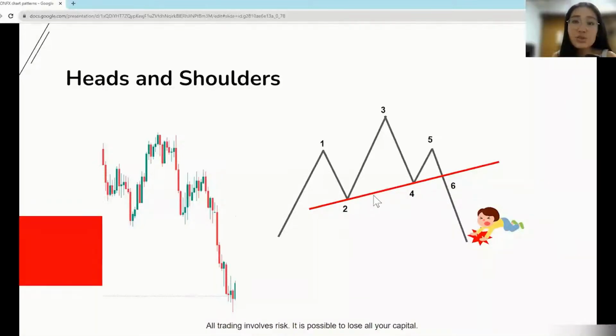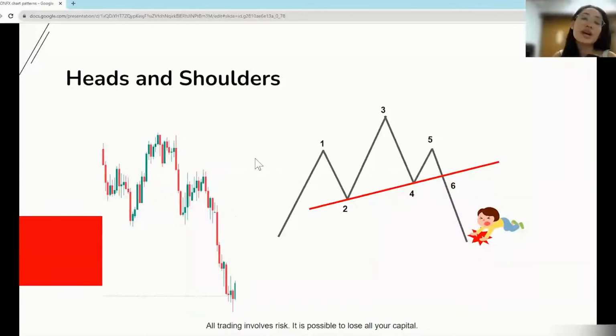Okay, and the downward confirmation occurs when price breaks out of this point number 6 here. So we have higher lows from 2 and 4, and that's where we can draw our line across. Once price breaks out of here, then we can say that there is a confirmation that there is a bearish reversal happening here. Similarly, I've included a candlestick example here.